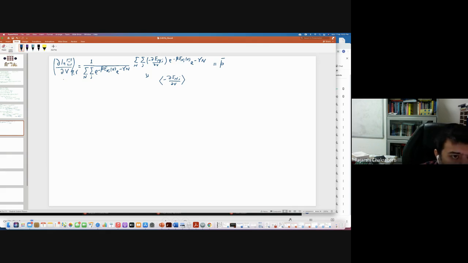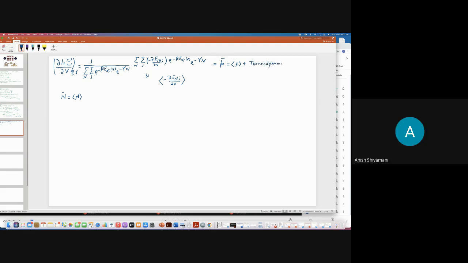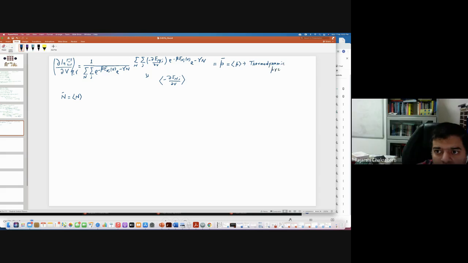What about the average number of particles? N bar, or whatever you want to call it. Is it del ln Z del gamma? Yes, it has to be, no? Because N bar means I have to bring this n down. I have to differentiate with respect to gamma. Gamma. Yeah, okay. So actually one can do that.